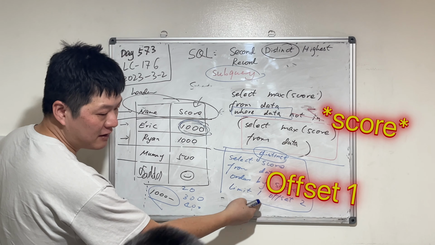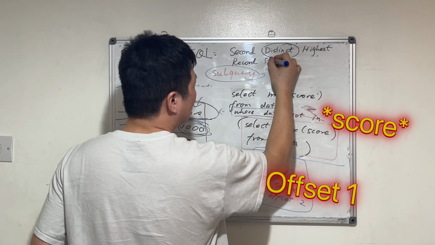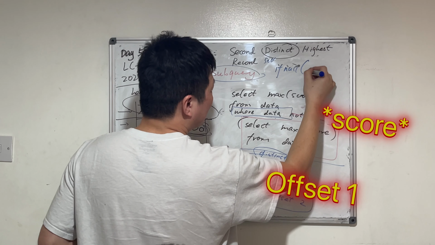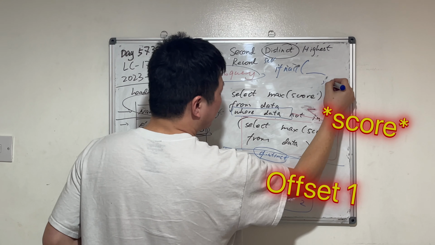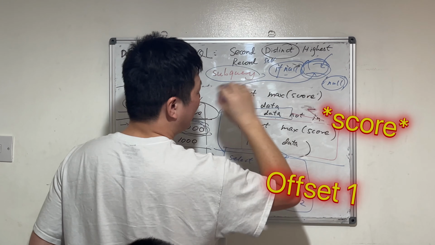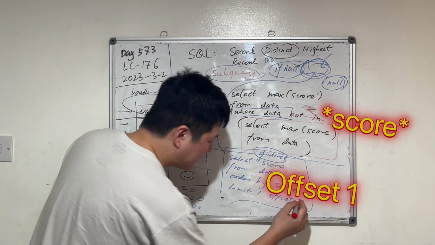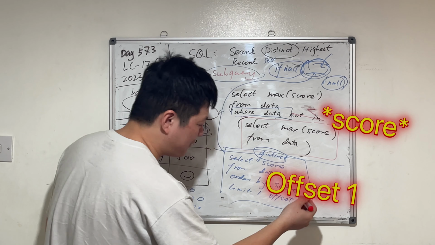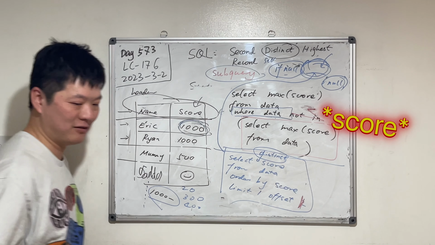So how do we do it? We can use the function ifnull. So we can say select ifnull, and this is a subquery that returns null. If the first parameter is null, then we return the second parameter. Actually offset 1, because offset starts with 0. Offset 1, limit 1, so it's the second.